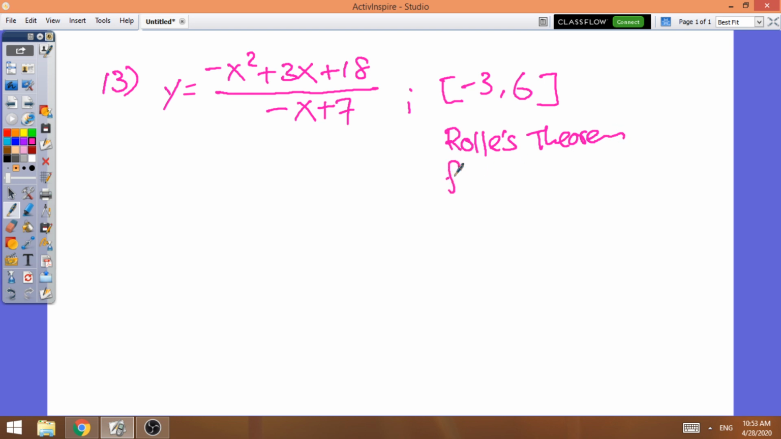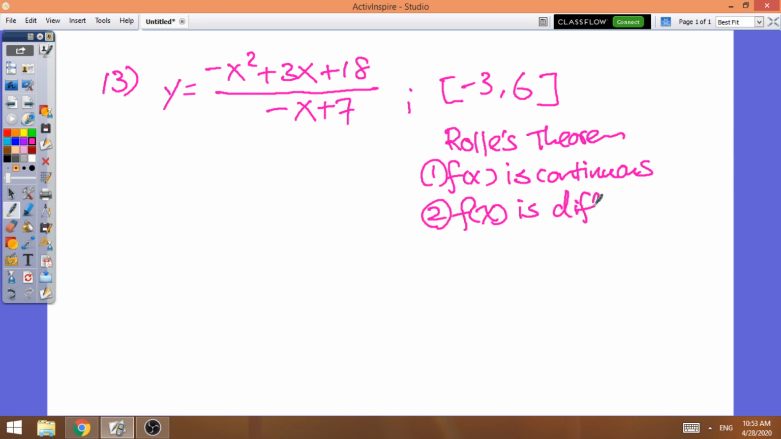So for f of x, it's going to be continuous on the closed interval, and then f of x is differentiable. And also the other requirement, f of a is the same as f of b. So if one of those conditions fails, that means we cannot use Rolle's theorem.